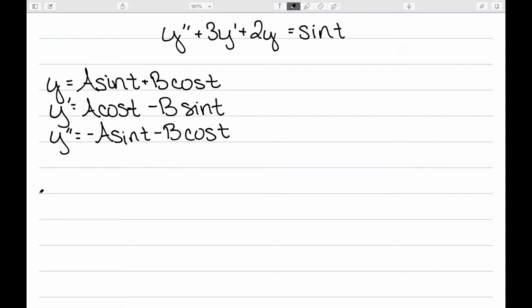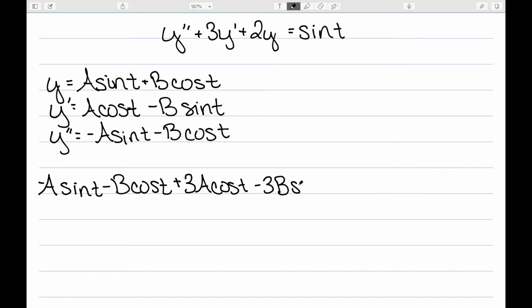Sticking this in, I have y double prime, so minus a sine t minus b cosine t, plus 3 times y prime, so that would be 3 times a cosine t, minus 3 times b sine t, plus 2 times y, so 2a sine t, plus 2b cosine t. And this should all be equal to sine t.